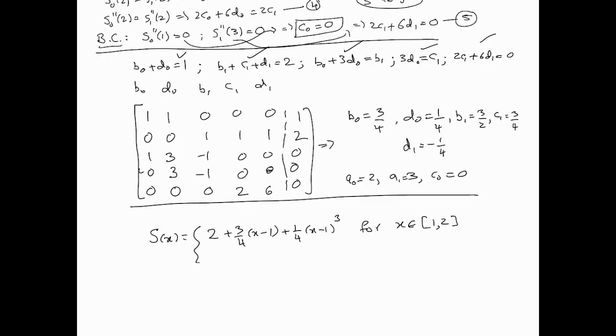And then the next polynomial is going to be the subscript 1s. So a1 is 3, plus b1 is 3 over 2 into x minus 2, plus c1 is 3 over 4 into x minus 2 squared, plus d1 is negative 1/4 into x minus 2 cubed, and this is for x in the region 2 to 3. So that completes our cubic spline interpolation for the 3 data points.